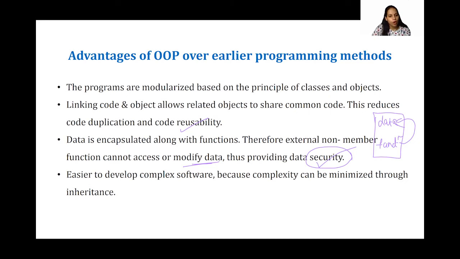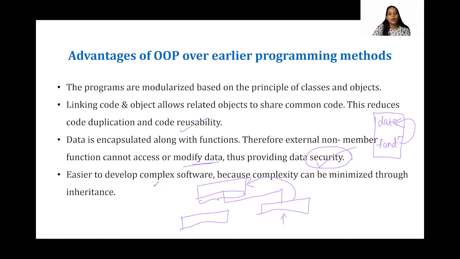Easier to develop complex software because complexity can be minimized through inheritance. Once again, we are using the concept of inheritance, so we don't have to write the same code again and again. If there is some code which has been used here, and you want to use it in another class, all you have to do is inheritance. Through inheritance, this particular class can access the functions of the base class, right?